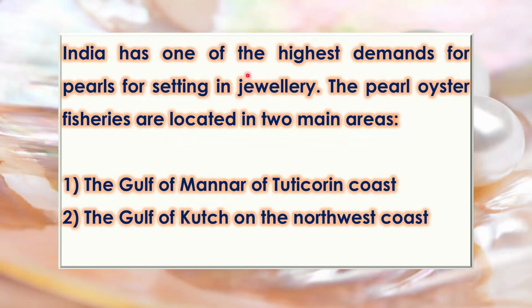India has one of the highest demands for pearls for setting in jewelry. The pearl oyster fisheries are located in 2 main areas. You should know the names of the 2 regions where pearls are harvested and they are found in India. The Gulf of Mannar of Tuticorin coast and the Gulf of Kutch on the northwest coast.